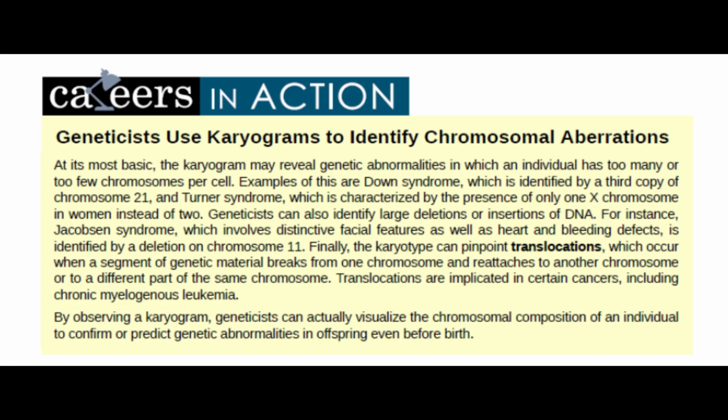one chromosome and reattaches to another chromosome or to a different part of the same chromosome. Translocations are implicated in certain cancers, including chronic myelogenous leukemia. By observing a karyogram, geneticists can actually visualize the chromosomal composition of an individual to confirm or predict genetic abnormalities in offspring even before birth.